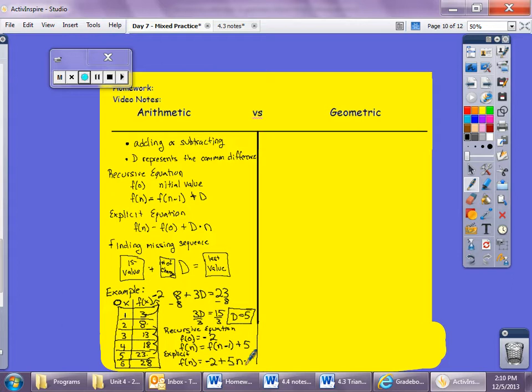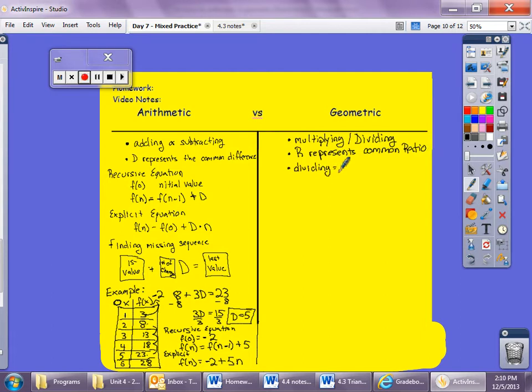And then we have geometric. Well, we know that geometric is multiplying or dividing. And geometric is also, we have r, which represents the common ratio. So now we have a different letter, so r is our common ratio. And one thing we need to remember about geometric is dividing.